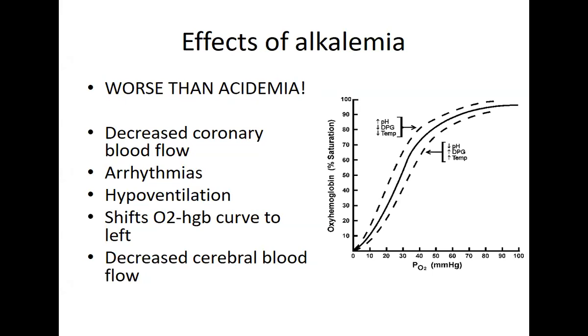So you'll have decreased coronary blood flow, arrhythmias, hypoventilation. That curve shifts to the other side. It shifts to the left. So now the hemoglobin's holding on to oxygen tighter. There's decreased offloading of oxygen to the tissues and decreased cerebral blood flow. So acidemia, alkalemia, both very dangerous.